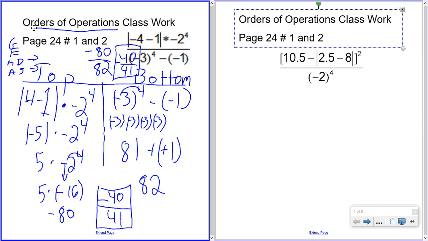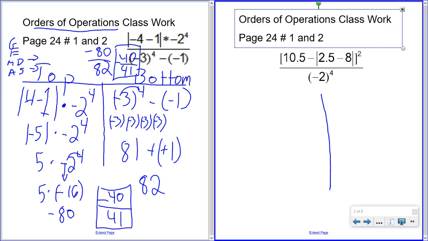All right, we're going to do another one over here. So I'm going to do the same thing I did for the other one. I'm going to go ahead and make that top and make this bottom over here.